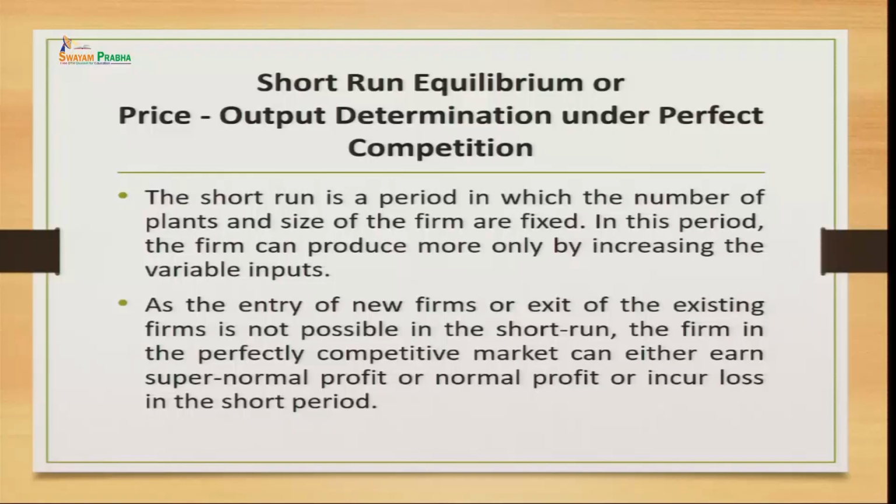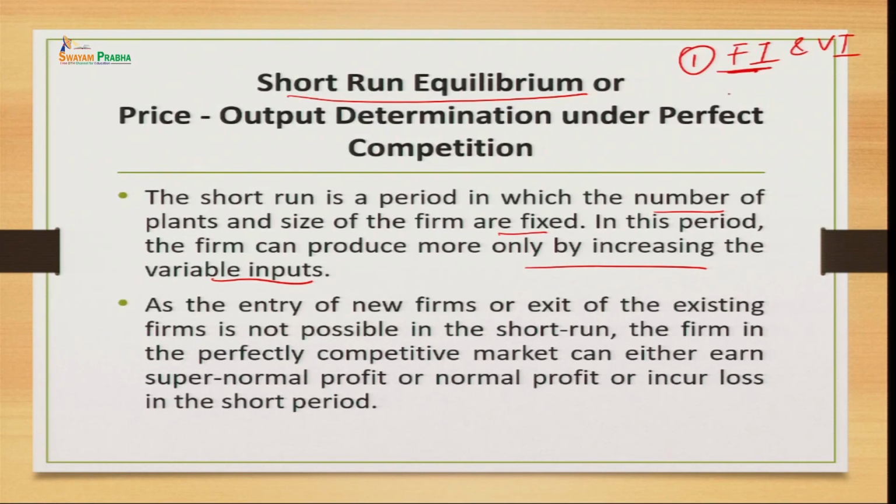So, you can see that the short run is a period in which the number of plants and the size of the firm are fixed, keeping these inputs as fixed inputs. So, in this period the firm can produce only by increasing the variable input. This is one consideration which you have to understand to study the short run equilibrium. The first thing we are saying is that in the short run we have fixed inputs as well as variable inputs, and we can only make changes in the variable inputs to increase the output. These fixed inputs will remain fixed.